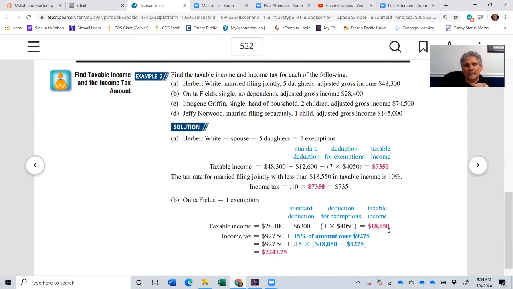All right, we did that. She was at 18,050. So it's going to be $927.50 plus 15% of the amount over $9,275. Well, how do we come up with that? We take the $18,050 and subtract the $9,275. That's everything over 9,275, so the difference is going to give us what we need. We're going to take this dollar amount, multiply it by 0.15, and then whatever the result of that is, we're going to add to that $927.50. That should give you $2,243.75.